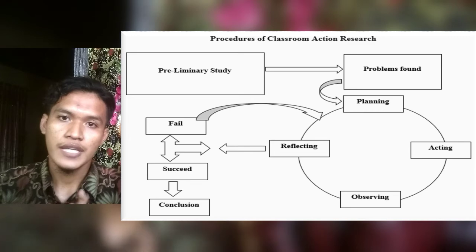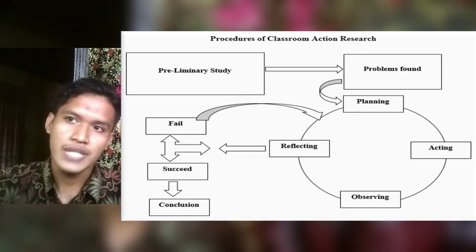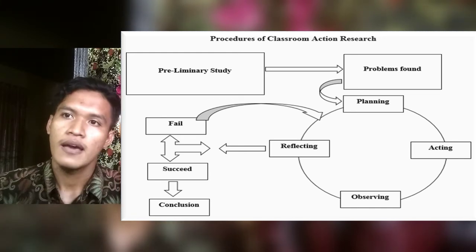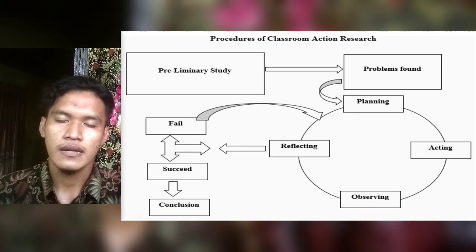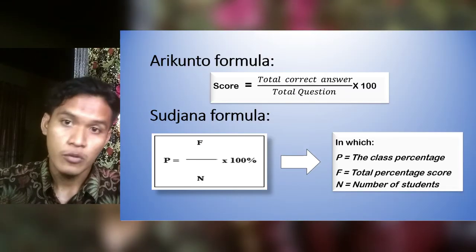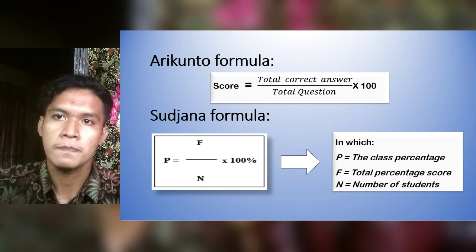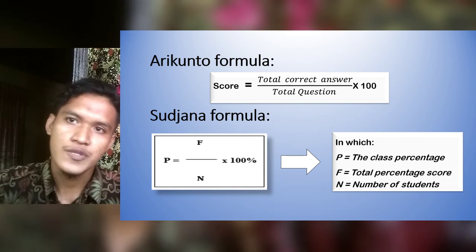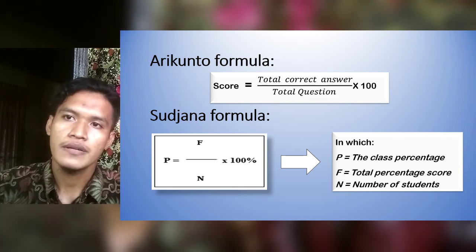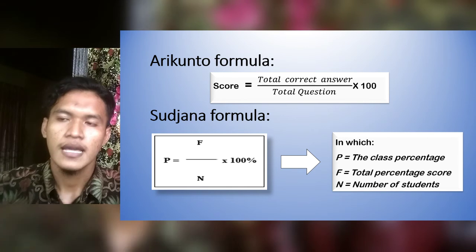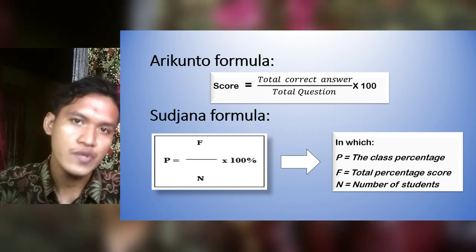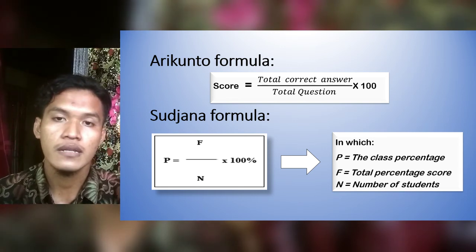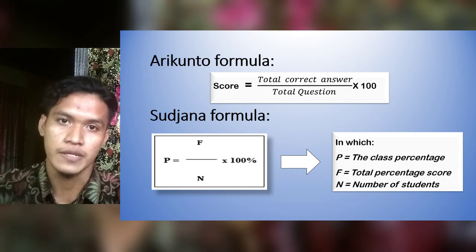For the qualitative data, I used the results of the observation checklist and interviews from the students. Meanwhile, to measure the quantitative data, I measure the test results of students and analyze them using the Arikunto formula. You can see the formula on the screen. Finally, in order to know the percentage of students who have passed the minimum mastery criteria in the pre-test and compare it with the percentage in the post-test, and also to see whether or not the students have reached the success criteria, I will measure the data using the Sudjana formula, and you can see the formula on the screen.